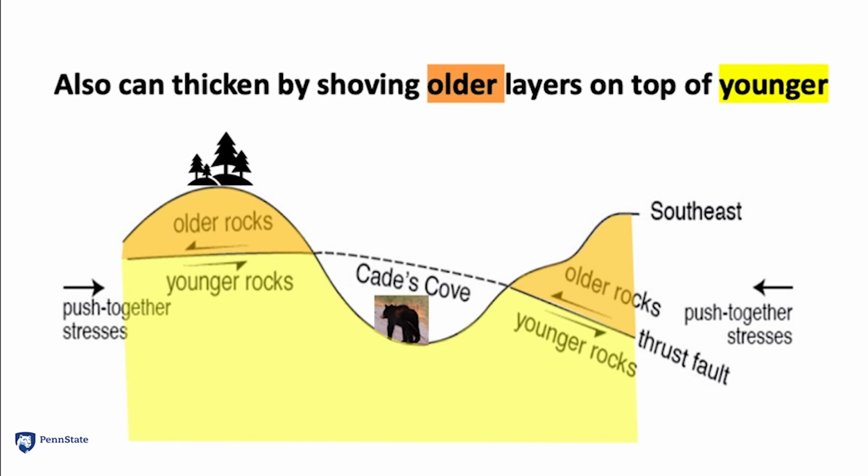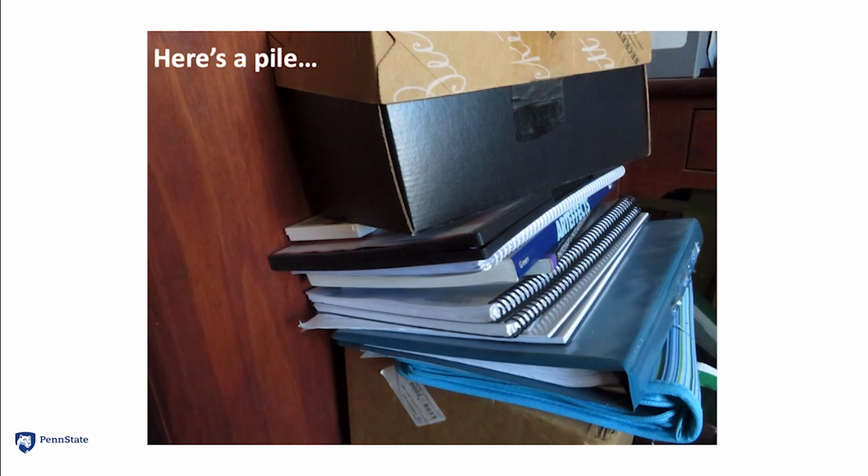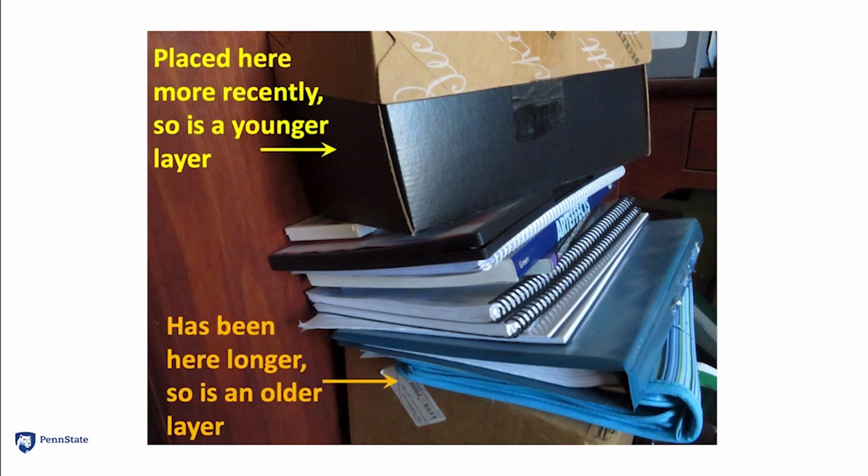But in addition, older rocks were shoved on top of younger ones, as shown in this diagram where the bear is walking, and we're going to look at how that happened. First, just a little geology terminology. Here's a pile of notebooks and things at our house. And to a geologist, you'd look at the one on the bottom and say, that was put there first. It's been there longer. It's an older layer. And the one on the top was put there more recently, so that's a younger layer.